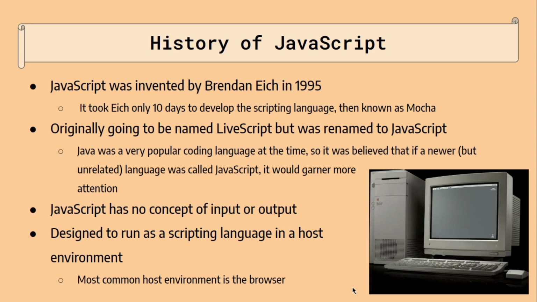It was believed that if a newer coding language was called JavaScript, it would garner more attention and therefore more users and coders to create profit, since the programming language Java was a very popular and loved programming language at the time. Additionally, JavaScript is unique because unlike most programming languages, it has no concept of input or output. Finally, JavaScript was designed to run as a scripting language in a host environment. Today, the most common host environment used for JavaScript is the browser.